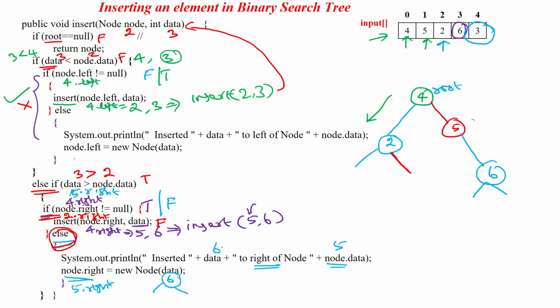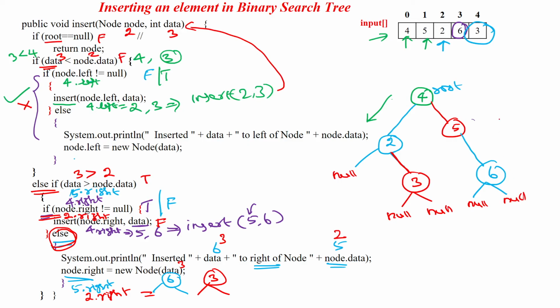In the else block we are going to insert the data 3 as a right node of the node with data 2. So for the data 3 we are creating the node with left side and right side pointers. So 2 dot right will have the node 3, which has null here and null here, so all the leaf nodes will have null. Now all the values are inserted into the binary search tree.